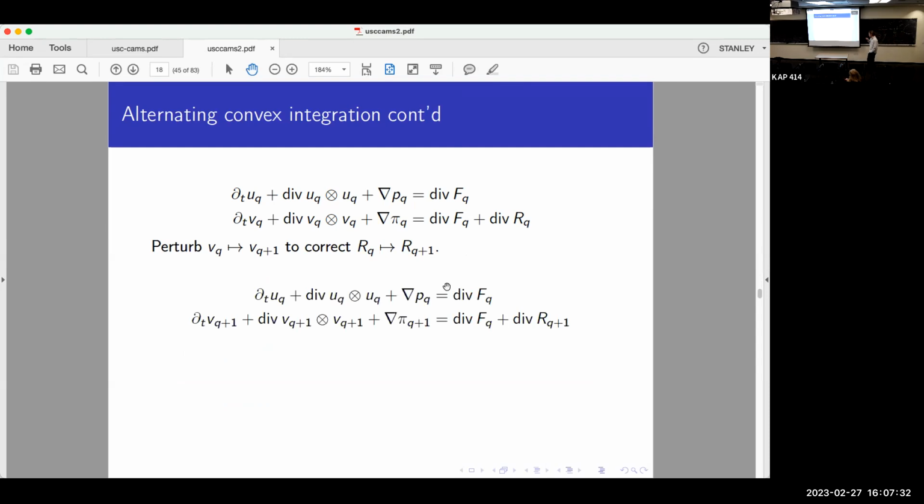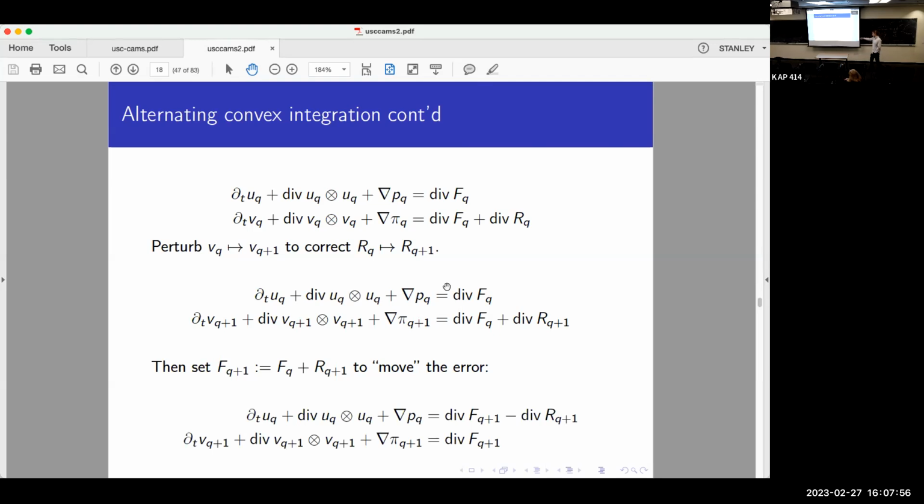That procedure, which I haven't described in detail yet, but let's just say we can do it, causes us to update V and update R. So now R is smaller. And then we modify the force. We define the new force to be the old force plus this Reynolds stress. And that allows us to essentially move this error onto the U system. So now the error has been moved. And now you perturb U to cancel out the stress that appears here. So on alternating steps, you perturb alternating U's and V's.